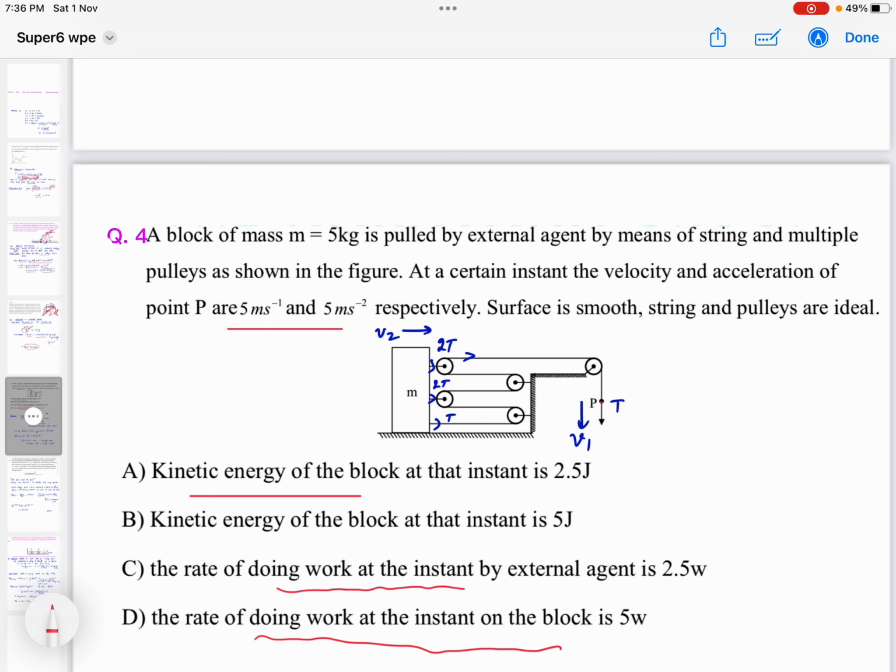Whatever work you are doing on the system is basically the rate of work done on the block, because you are transferring energy to the block only, since the string is massless and the pulley is massless. So whatever work the external agent is doing should be equal to the rate of change of kinetic energy of the block. Now that is equal to what? Force on the block multiplied by velocity.